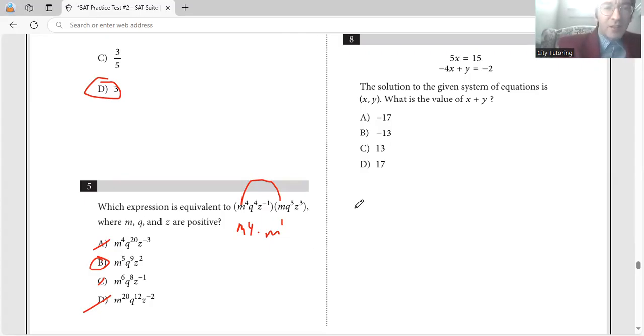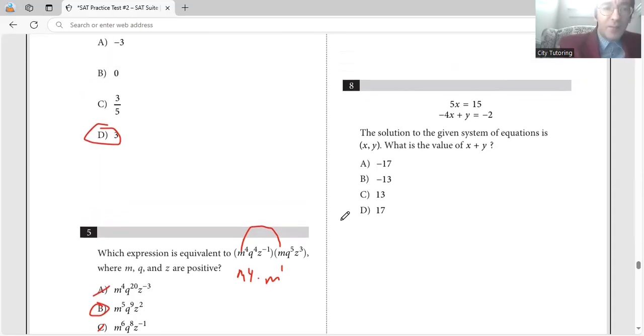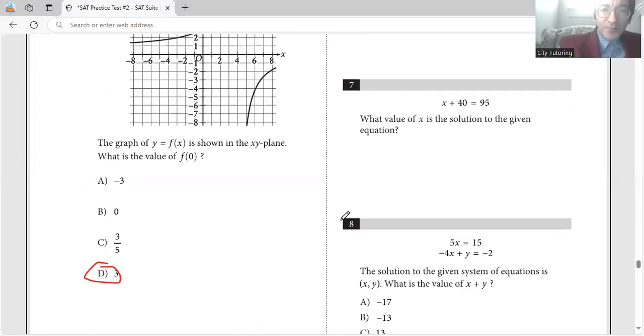What a silly way to ask about it. I mean, this is basic stuff. My 8th graders are doing this. 7th and 8th grade. Let's see what else.